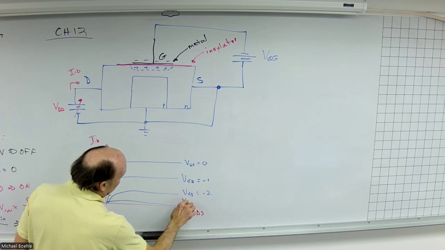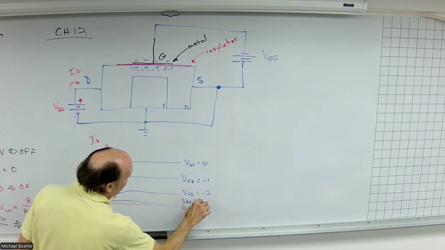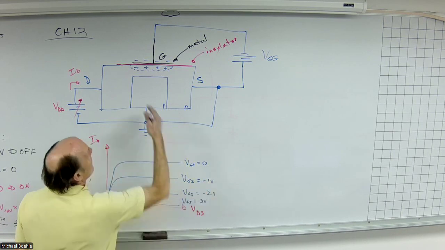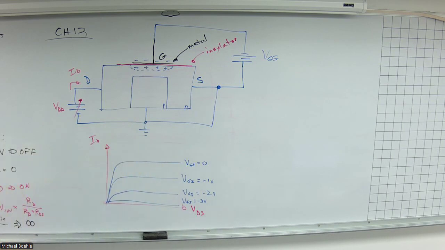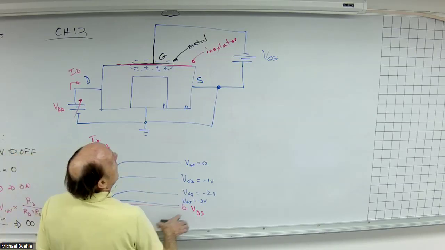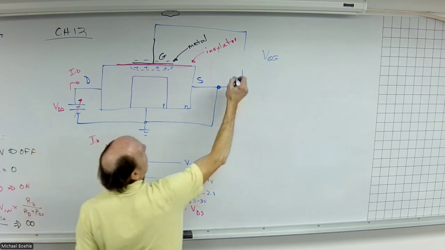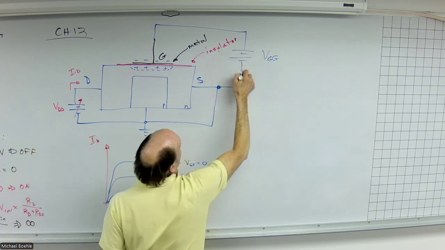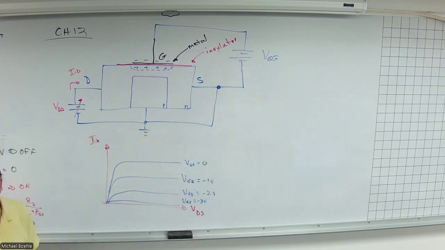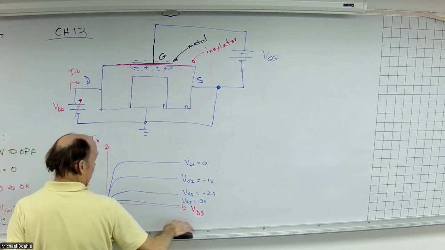To the point where I could, with enough negative voltage, cut off that channel. Now, here's what is different than the JFET. If I reverse the polarity of the gate voltage, now what happens?